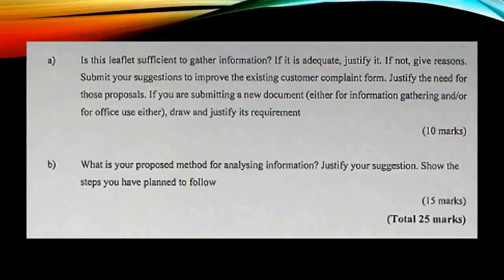Right? Second part. What is the proposed method or methods to analyze the information? At that time, you can decide the first step. That is a Pareto analysis. You can go for the Pareto analysis to recognize what are the highly influential factors.